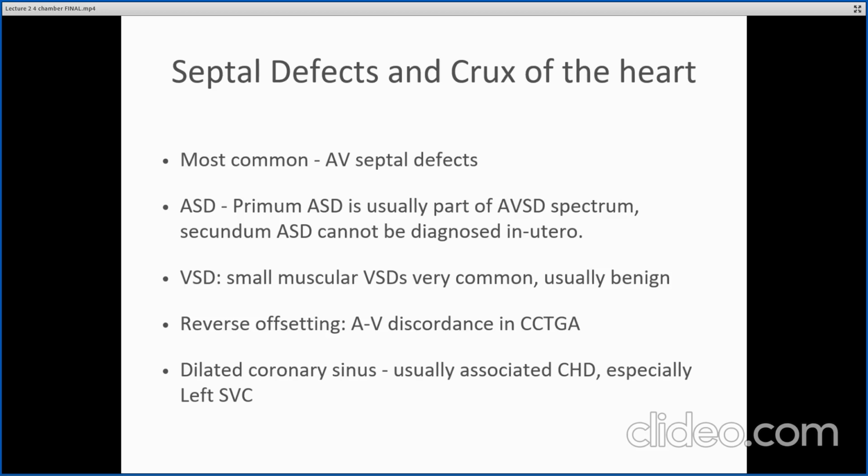Now we will discuss the phenomenon of reverse offsetting in corrected transposition with the help of an illustration, and we also will see the differential diagnosis of abnormal coronary sinus.